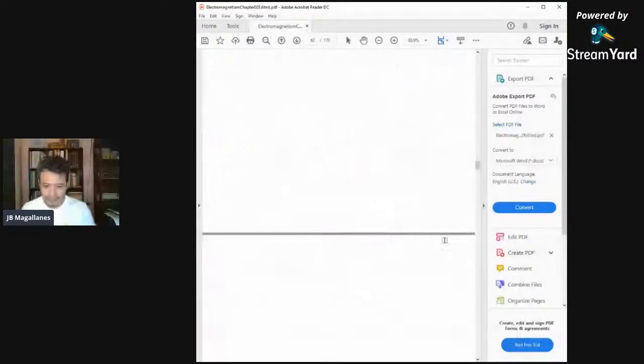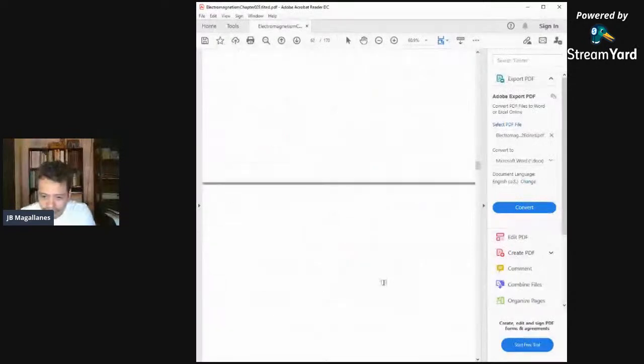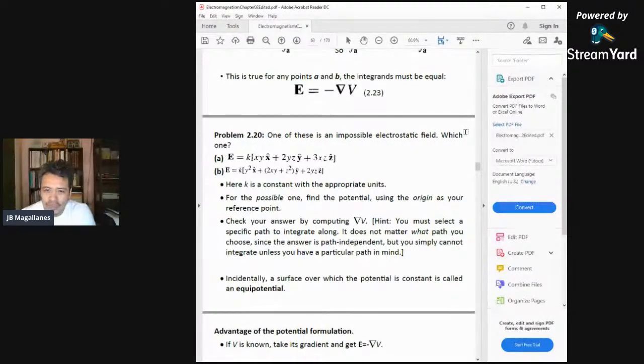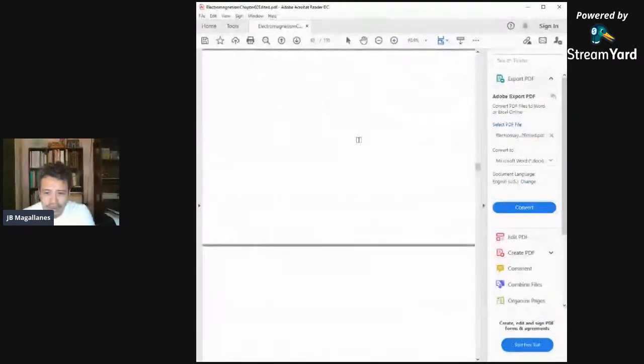So in this problem 20.20, you're given the electric field. One of these is an impossible electrostatic field. Which one is an electrostatic field, A or B? If you get the curl of E, if it is not equal to zero, then that is not an electrostatic field. But if it is zero, that is an electrostatic field. You can try that, and then you can follow some of the problems here.